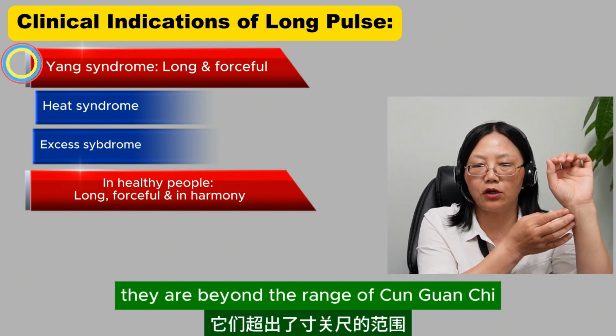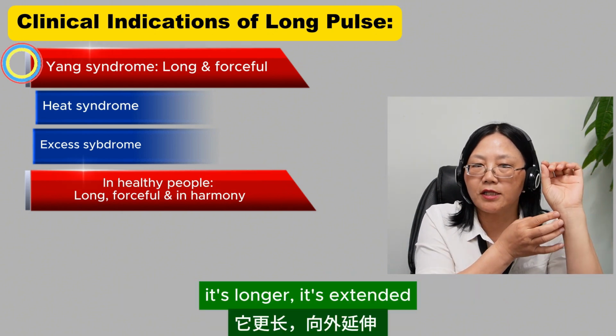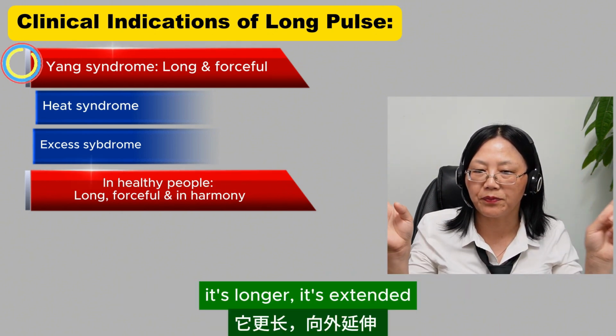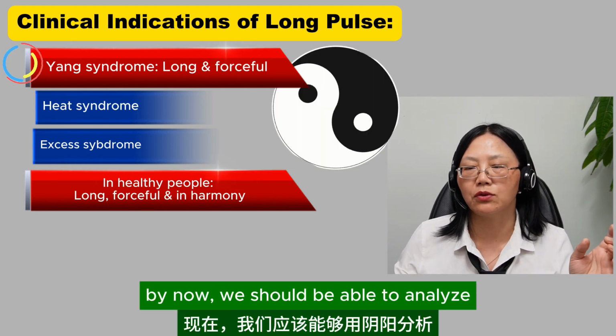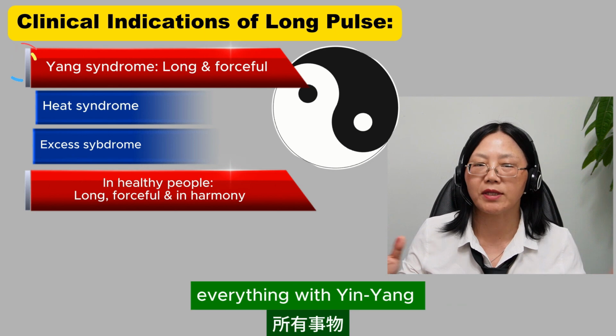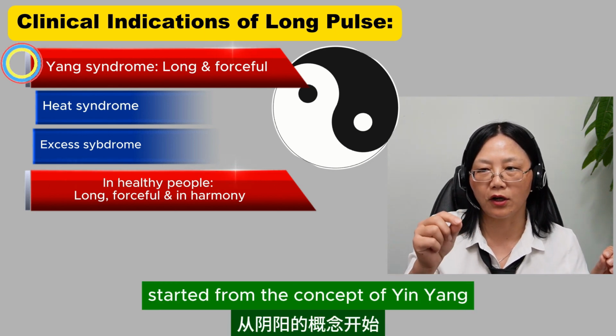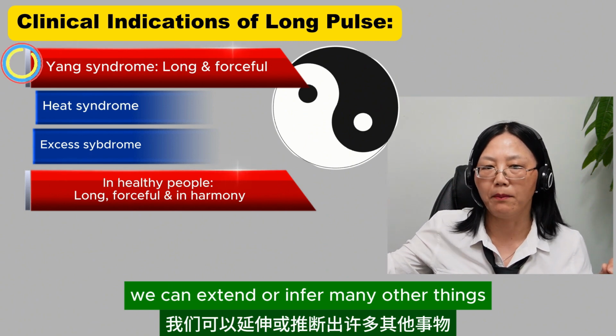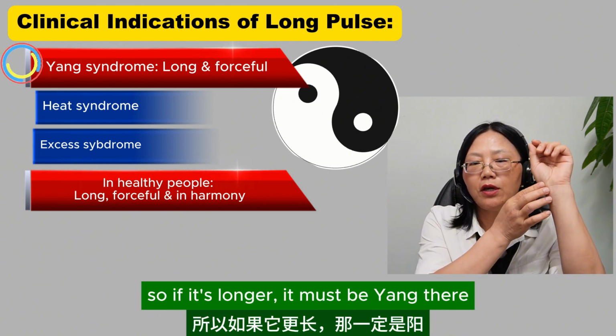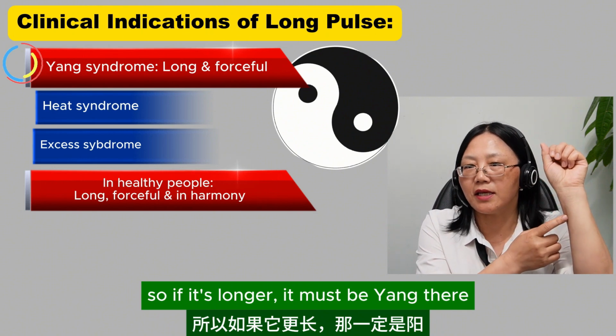Long pulse. They are beyond the range of the Chun Guan Chi. It's longer, it's extended. It must be associated with Yang. By now, we should be able to analyze everything with Yin-Yang. Starting from the concept of yin-yang, we can extend or infer many other things. So if it's longer, it must be yang there.